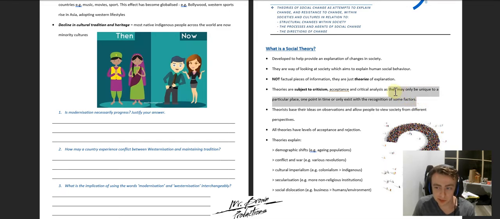Some theories may only be unique to a particular place or a point in time, or only exist with the recognition of some factors. So some theories are really niche, others are more broad.